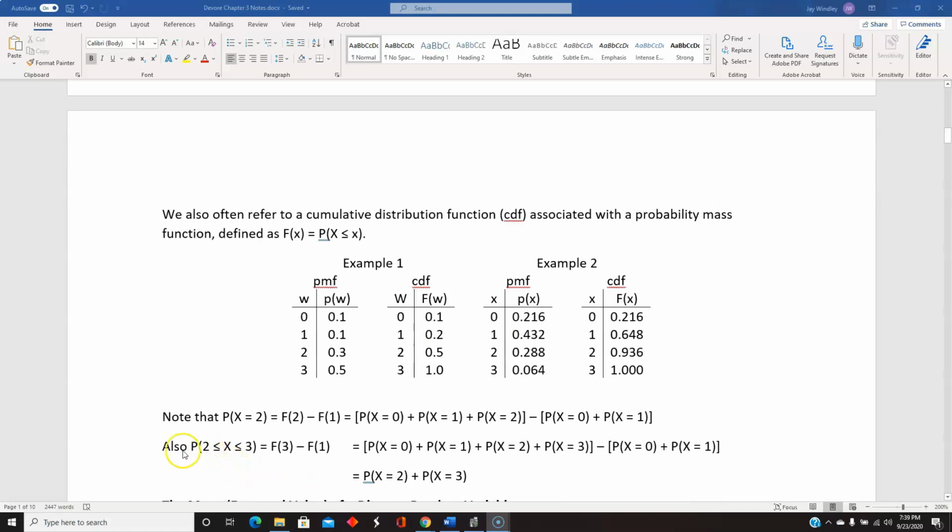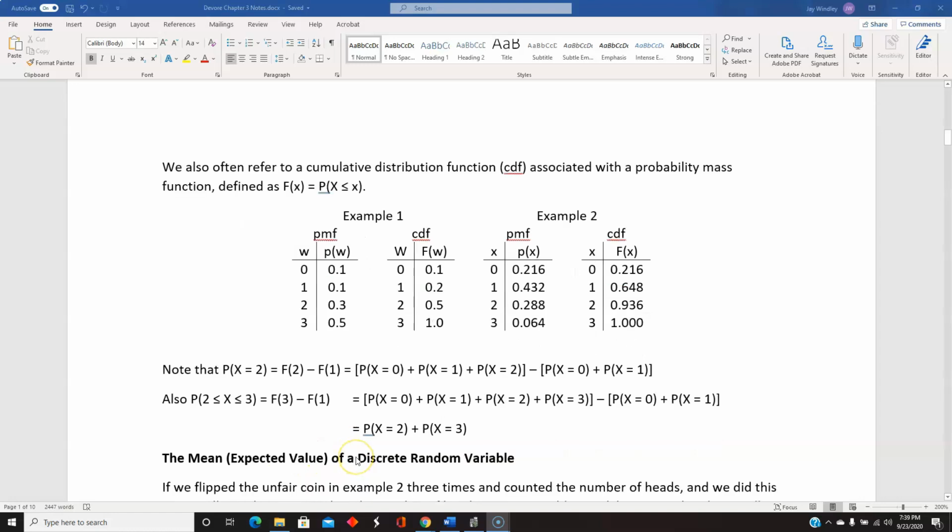Also, you can find the probability of a range of values of the variable by subtracting appropriately two values of the CDF. And I'm bringing that up because the book has a table that lists the CDF of certain random variables.